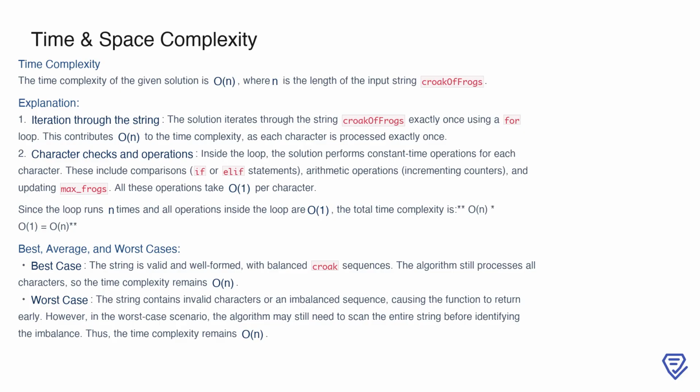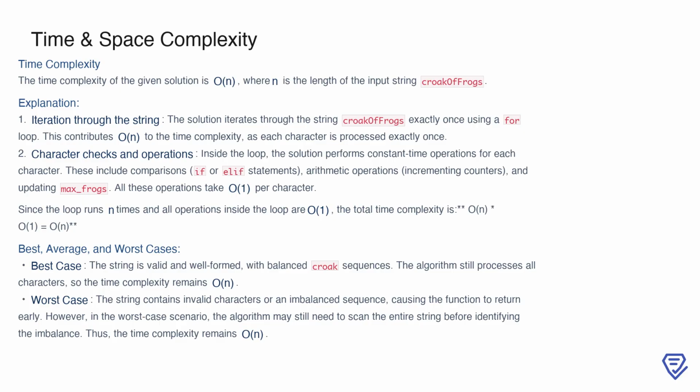The time complexity of the solution is O(n), where n represents the length of the input string croakOfFrogs. This is because the algorithm processes each character in the string exactly once. The iteration is performed using a single for loop, which contributes O(n) to the time complexity. Within this loop, operations such as character comparisons, arithmetic updates to counters, and adjustments to max_frogs are all performed in constant time, or O(1), for each character. Since these O(1) operations occur for each of the n characters, the total time complexity remains O(n).